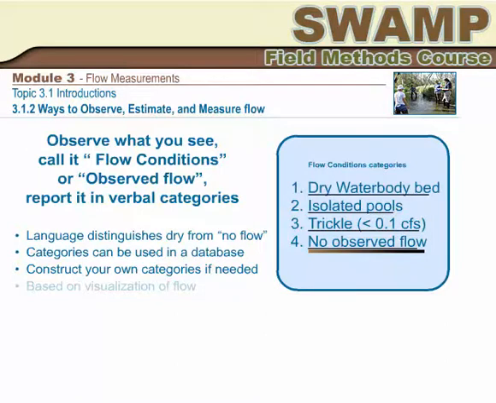Please note that observation options for moving water are based on visualization. They do not and cannot include information on the magnitude of the flow beyond a given perceptible range. For estimates of magnitude, you need to use another set of categories, as you will see next.